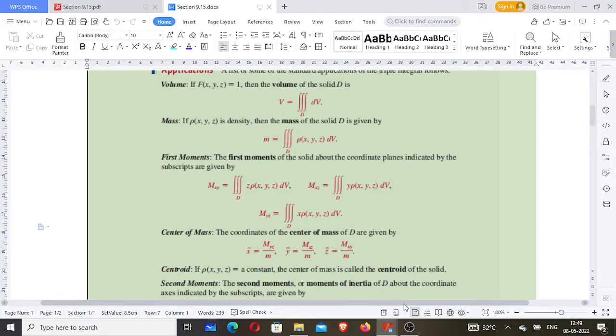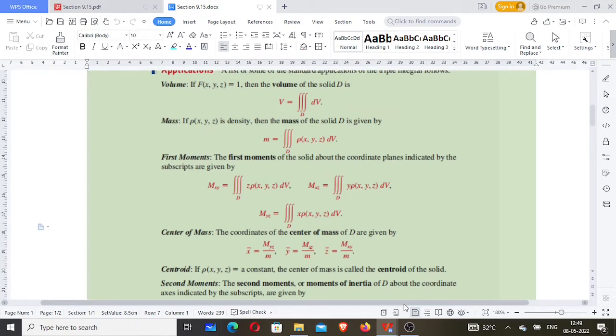Now next definition is for center of mass. Center of mass is defined as x bar, y bar, z bar, where x bar is equal to Myz by m and y bar is equal to Mxz by m and z bar is equal to Mxy by m. Now the centroid, if the density is a constant, then the center of mass is called the centroid.